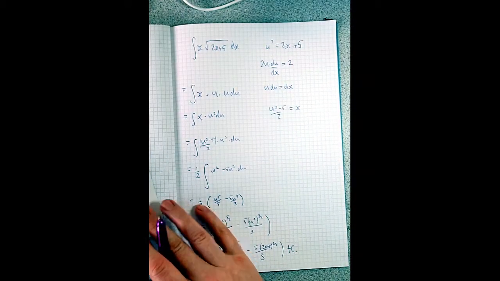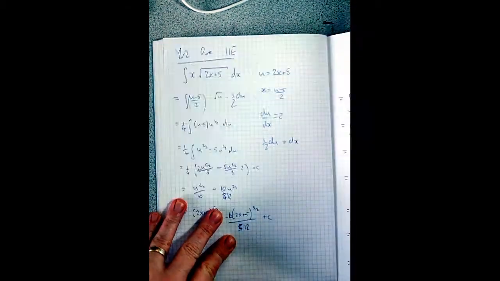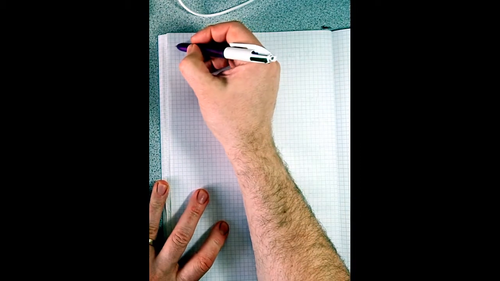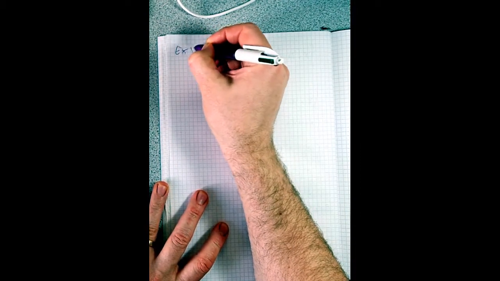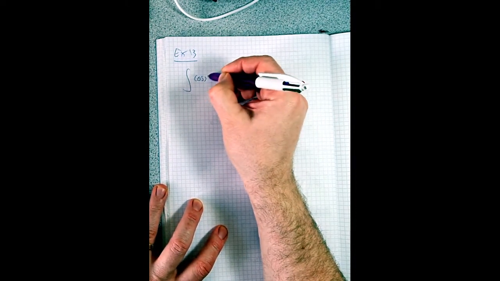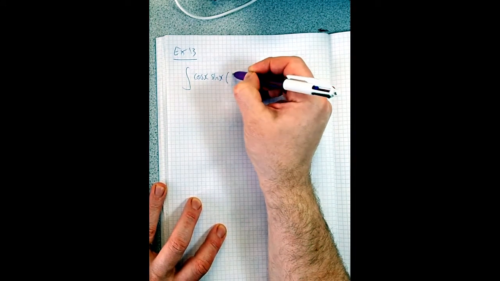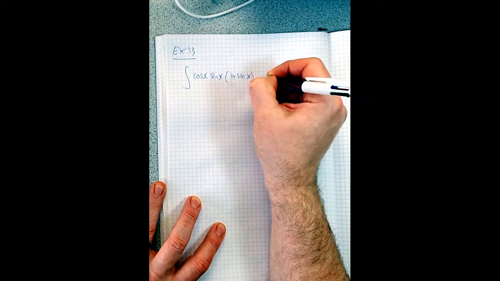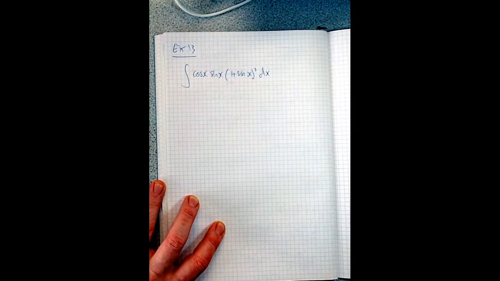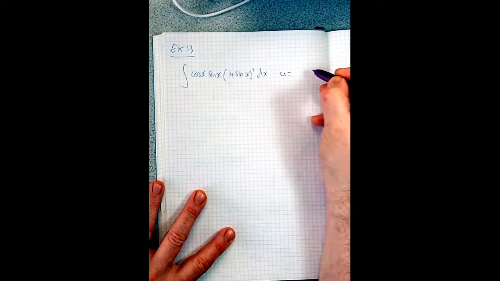The next example is indefinite again. So let's do that. Example 13. Cos x sine x, 1 plus sine x cubed. I'm not going to attempt to expand anything. The first thing I'm going to do is try and get rid of these x's.